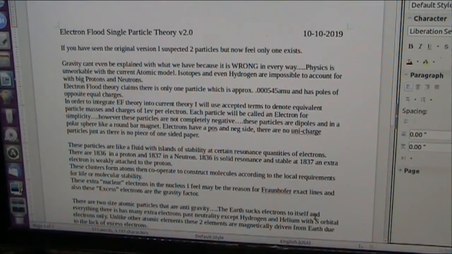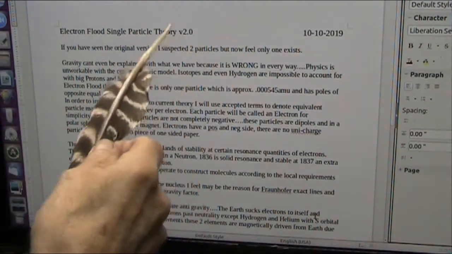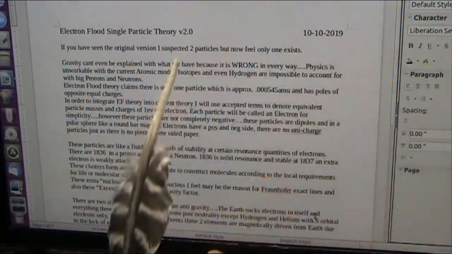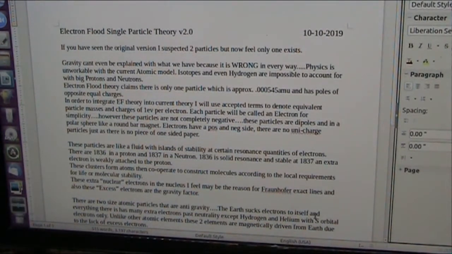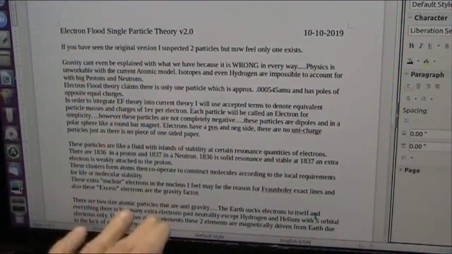All right, I'm just going to basically read to you what the electron flood theory is. And this is version 2.0 because version 1 had a positive and a negative particle. I don't think that's the case. I think they're all a single particle, and they are back to back. Before I get into this and read it to you, I'm going to show you the light experiments, and then you'll see why I'm going to make the statements I make.